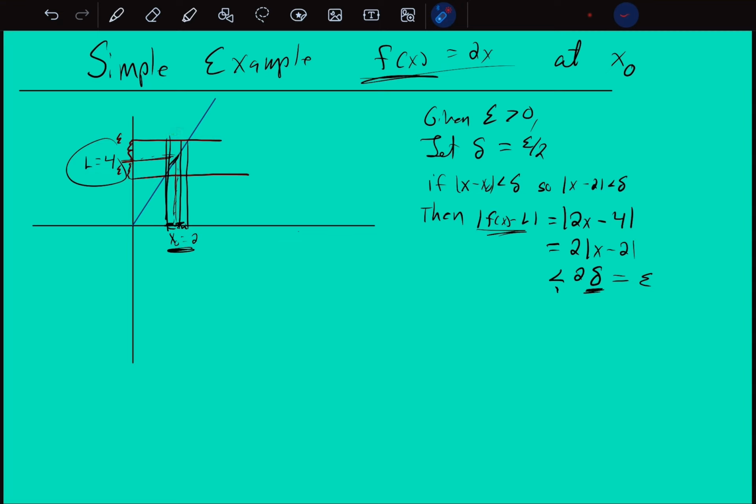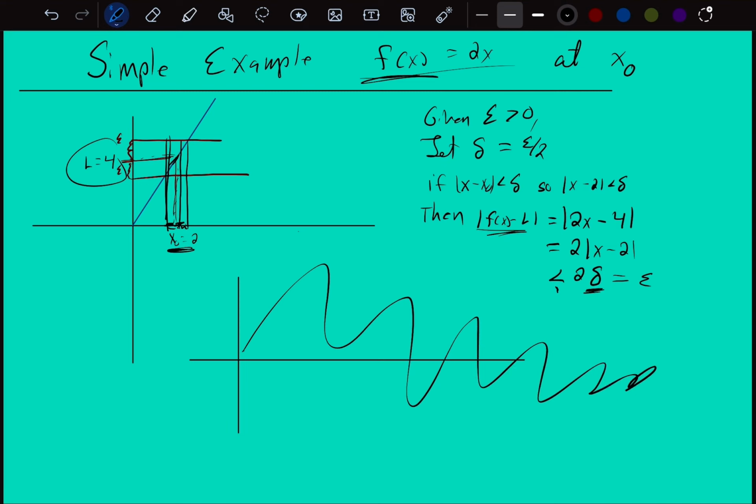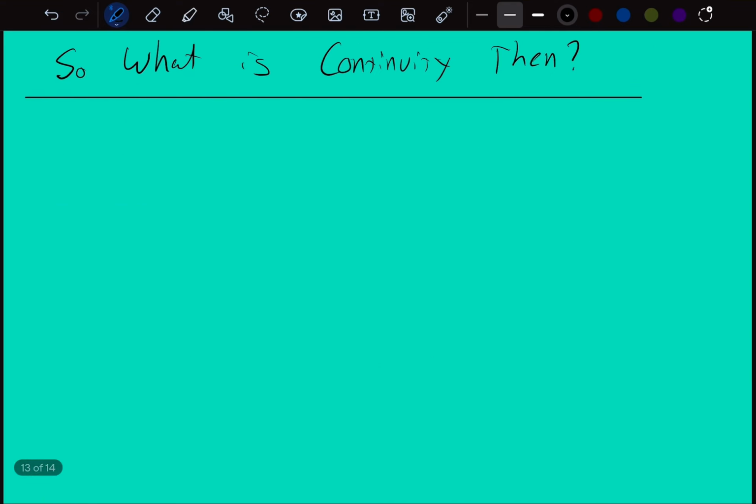This is a simple case. There's some more complicated cases. Can you tell me what the delta is for a given epsilon in this function? No. Good luck. But it is technically possible whenever it's continuous. Wait, continuous. What is that then? Continuity is very simple.